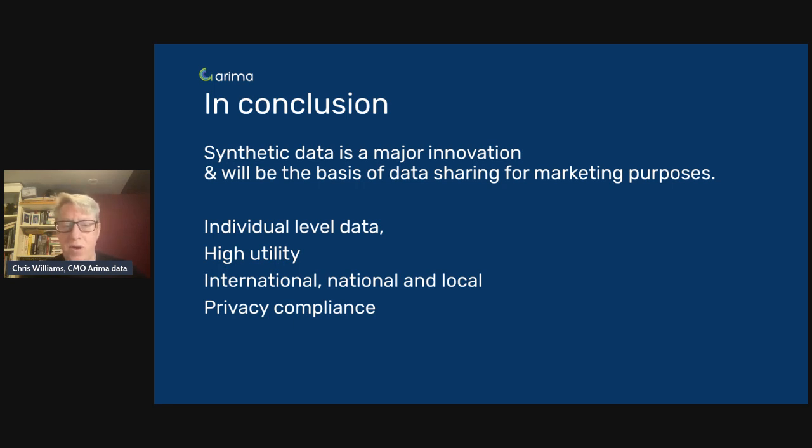It ties in very well across international, national, and local. There are other data sets, other synthetic data sets. We've also done this in the United States. We know that they're building this in the UK as well, and cross-media measurement is what they're using it for there. And of course, it has a high degree of privacy compliance.